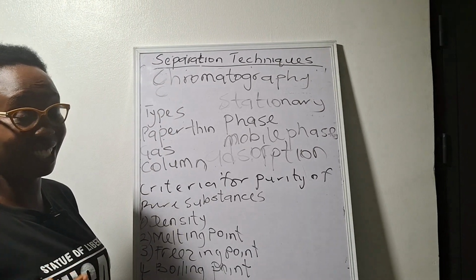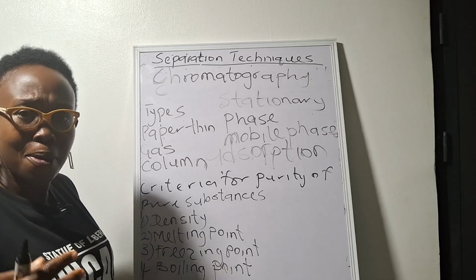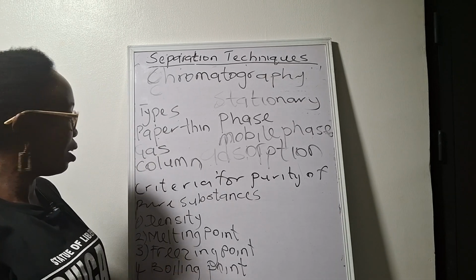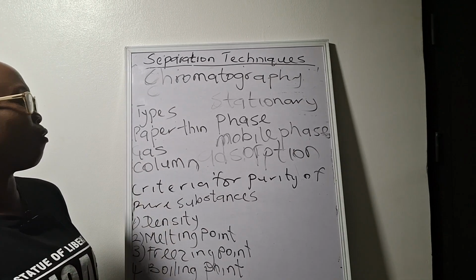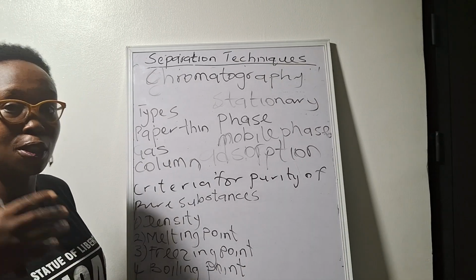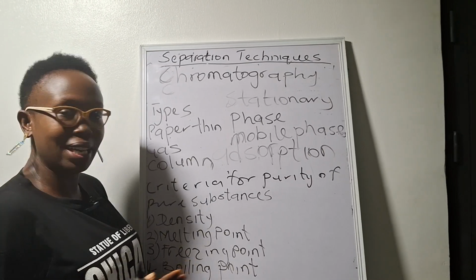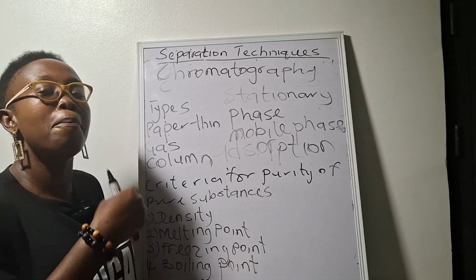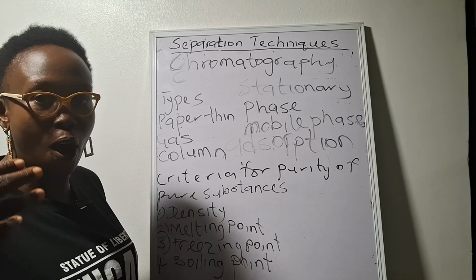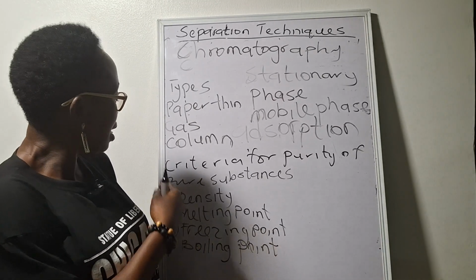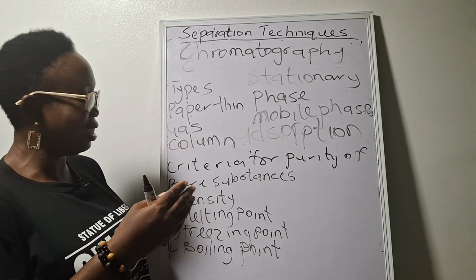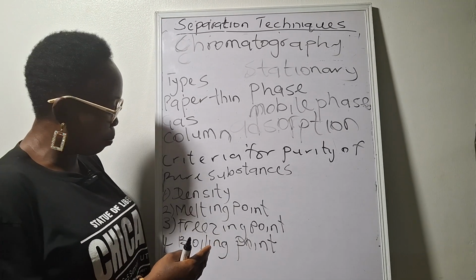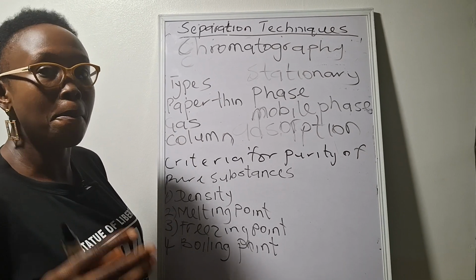We have some things to talk about under these separation techniques. We've spoken about states of matter. How could we identify maybe a substance is pure or impure? That is why we talk about criteria for purity of pure substances. Under this, there are physical states that make you determine maybe your substance is pure or impure. These criteria are the density of that substance, the melting point, the boiling point, and the freezing point.